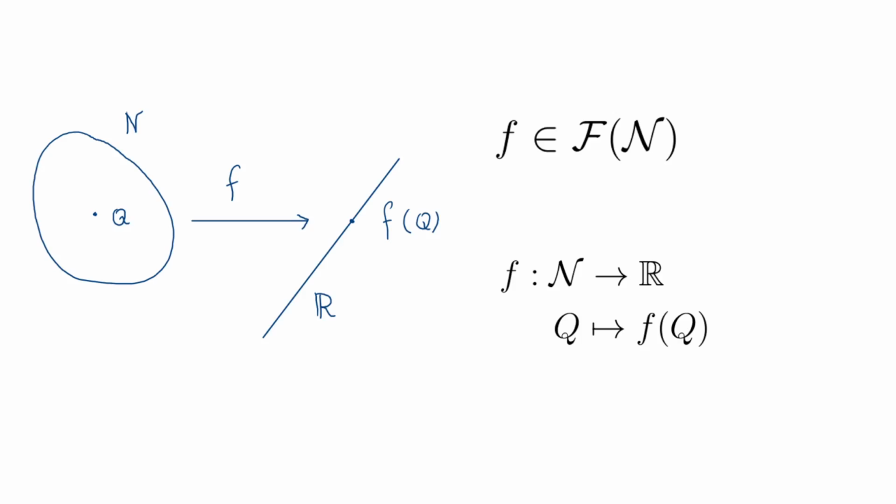To start, let's consider the space of functions on a differential manifold N. Such functions take points q of the manifold N and map them to real numbers, which we call f of q, the image of q under f.